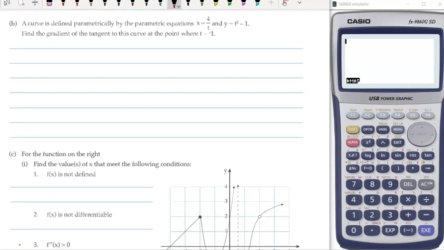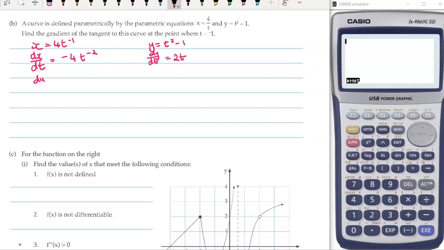Parametric equations for part B. So x is 4t to the minus 1. So dx by dt is minus 4t to the minus 2. Y is t squared minus 1, so dy by dt is 2t.